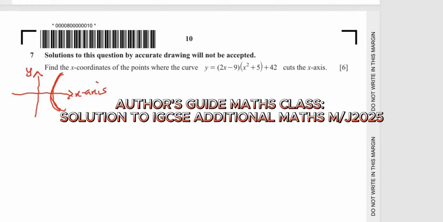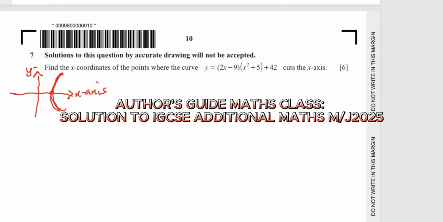and this is the y-axis. So when a curve cuts the x-axis at a point, it means that the value of y at that point will be equal to 0. The coordinate of y at that point will be equal to 0, and we can look for the equivalent value of x at that point. So if y is equal to 0, what is the value of x at that point? That's what they want us to find.